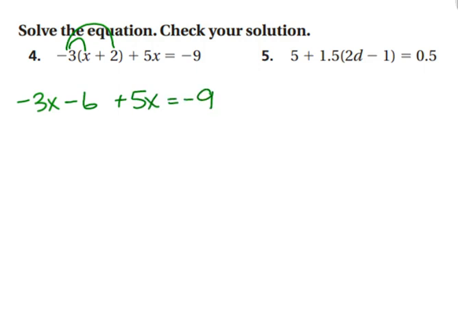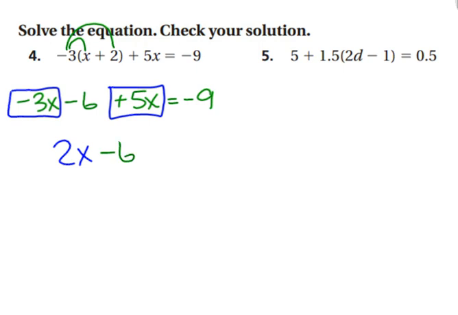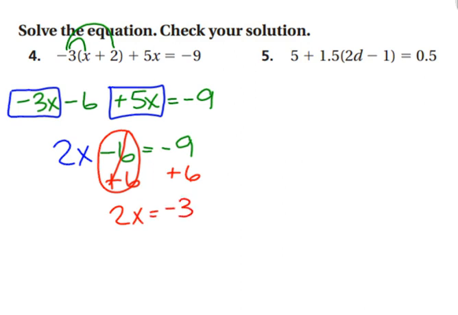All right, combine negative 3x with positive 5x to get 2x. And then you still have minus 6 equals negative 9. Okay, now add 6 to both sides. So 2x equals negative 3. And then last step, divide by 2. So x is equal to negative 3 halves, which is the same as negative 1 and 1/2.